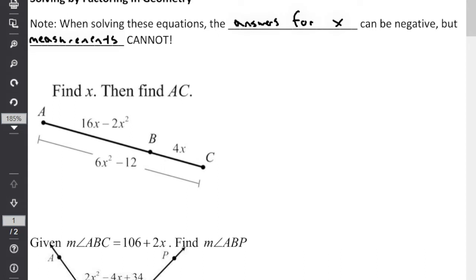So what you need to check for is when you plug it back in for x, are the measurements positive or negative? As we go through these problems, keep an eye on that. When we solve the equation and get our answer for x, we're going to plug it back in, and what we are looking for is the measurements to be positive. As soon as we have a measurement that's negative, the answer doesn't work. So let's take a look at the first one.